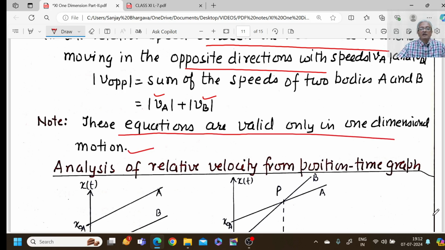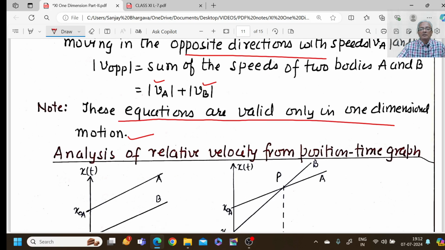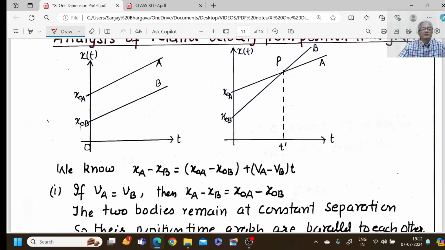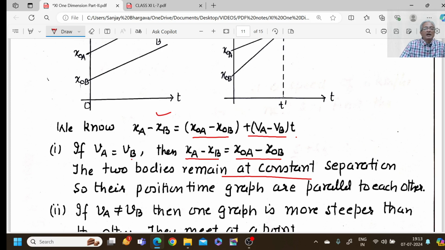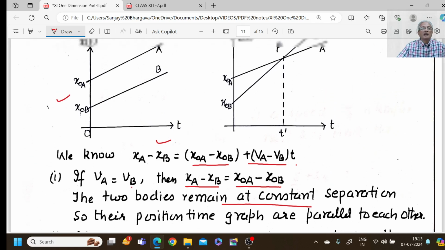Now let us analyze relative velocity from the position-time graph. We know that xa minus xb is equal to x0a minus x0b plus (va minus vb) into t. If va and vb are equal, then what will happen? xa minus xb would be x0a minus x0b. The two bodies remain at constant separation, so the position-time graphs are parallel to each other, like here. Since the velocities are equal, the displacement at time 0 and at a later time is equal.